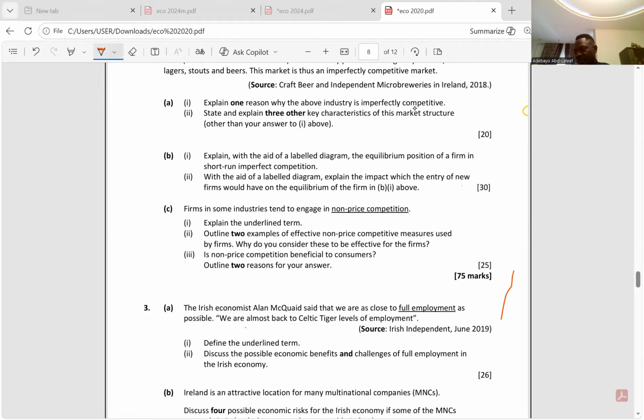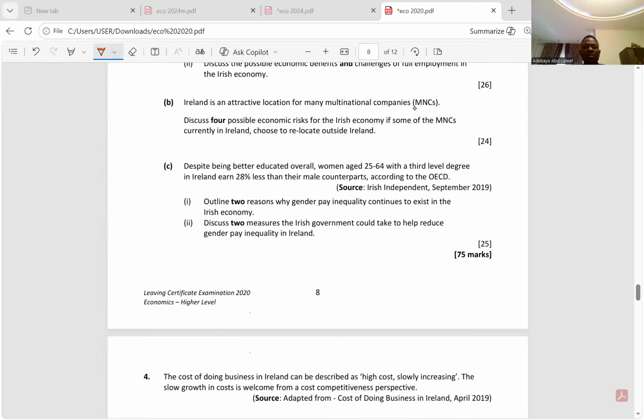Number 2, quality. Quality improves customers' experience. Because you are selling quality products, customers would use your product and they will be happy using your product. That improves their experience about your product. So this is how non-price competition like quality and advertisements are beneficial to consumers. I think that point is clear. We move on to question 4.